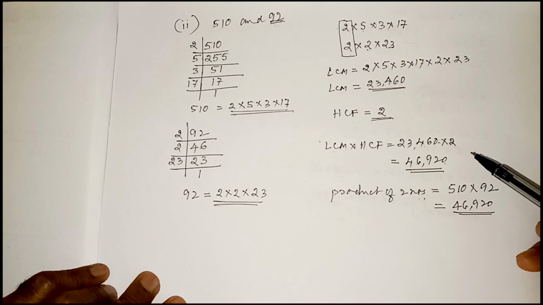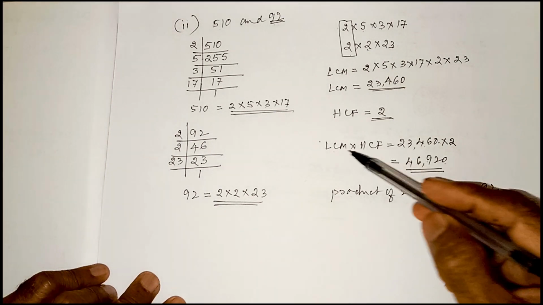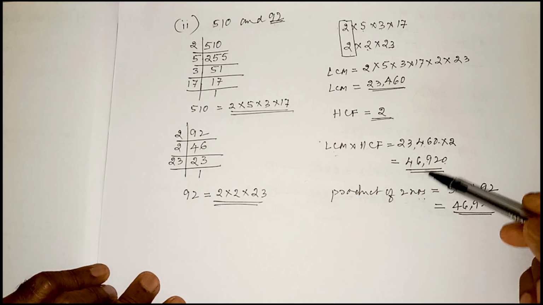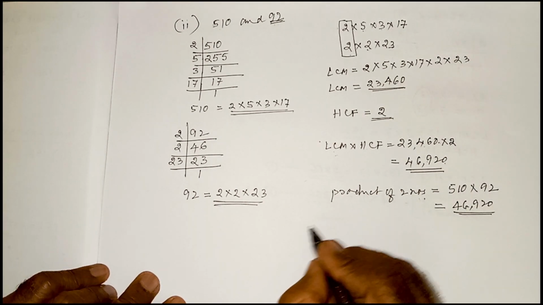Now we know that when you multiply HCF and LCM, and when you multiply the numbers, then you get the same answer. This is our answer.